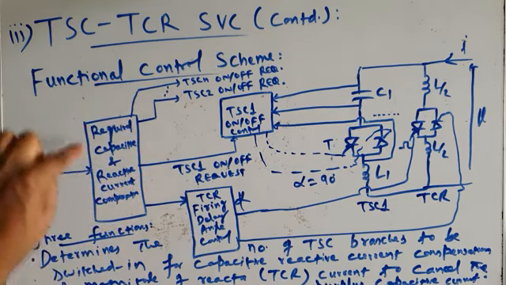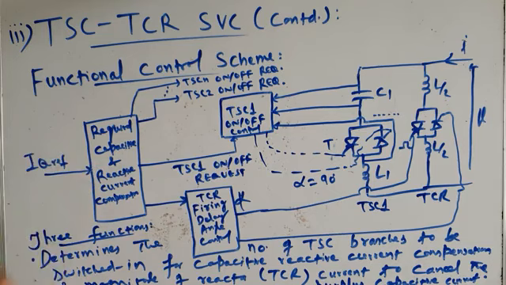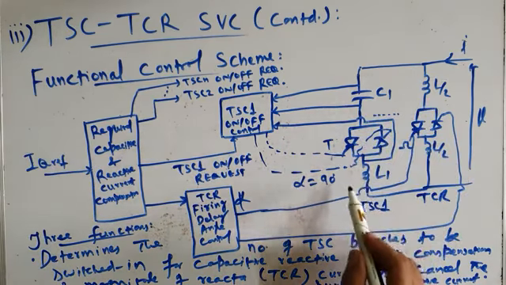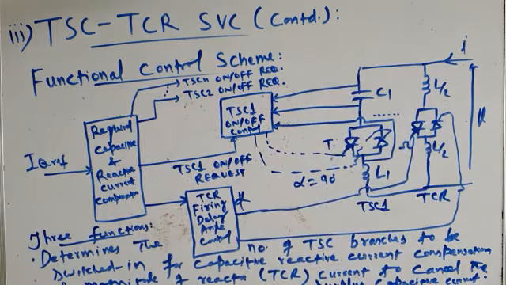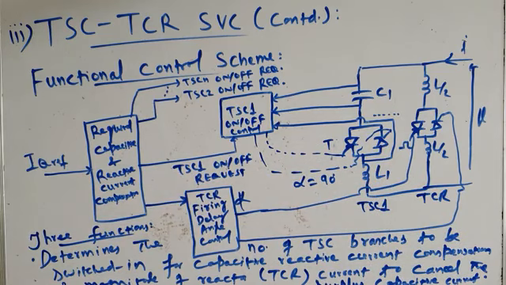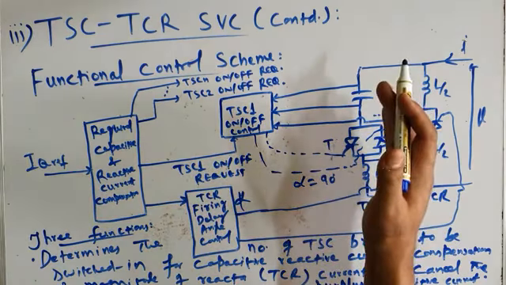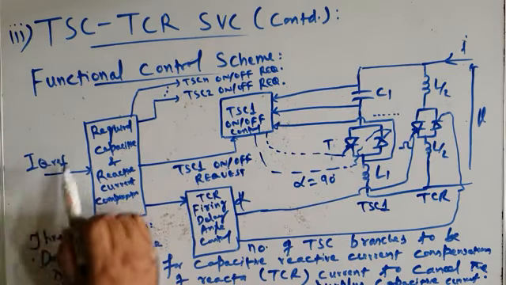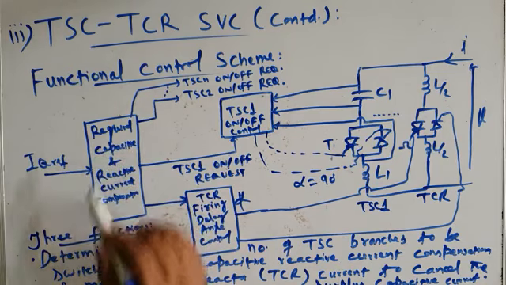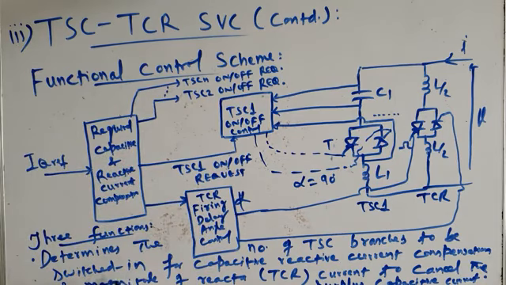What will this block do? It is a mathematical block. This block will determine the number of TSC branches, because for injecting reactive power into the transmission system, we need to turn on thyristor switched capacitors. Now there may be n number of thyristor switched capacitors. How many of them have to be switched in at a time? That depends upon this requirement. So depending upon this requirement, this block determines the number of TSC branches to be switched in for capacitive reactive current compensation.